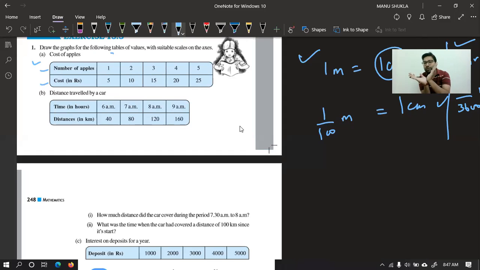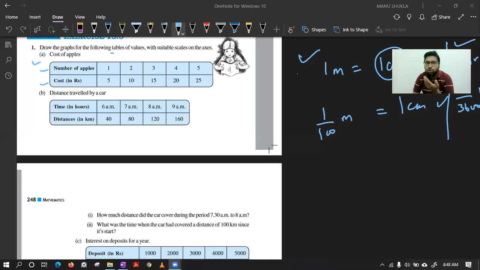So what do we have? We have number of apples on the x-axis and we have cost on the y-axis. So you can first decide the scale. Tell me what is the scale we should go for on the x-axis, that is number of apples. It is better to go for one only.